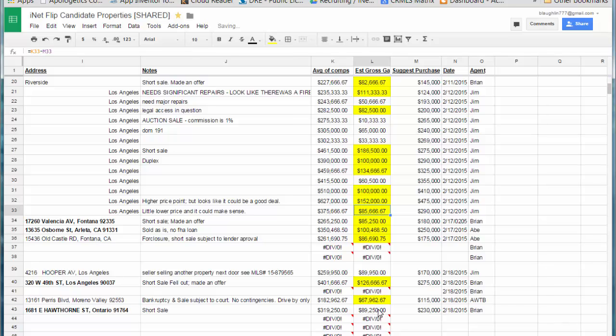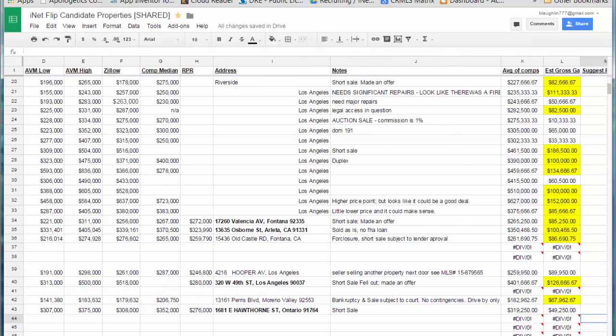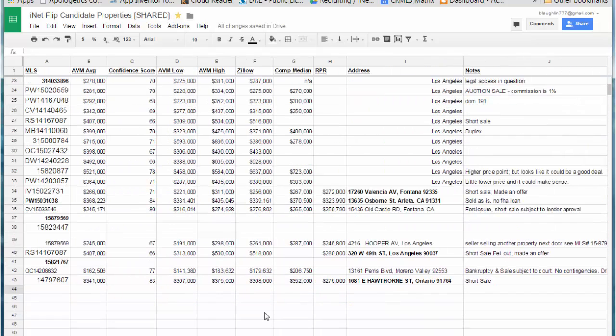In this case, I would not be interested in it just because of them raising their price. I'll go back to the 270. And although it could be a good deal for someone, it's probably not enough for myself or the investors that we're working with to consider for a flip.